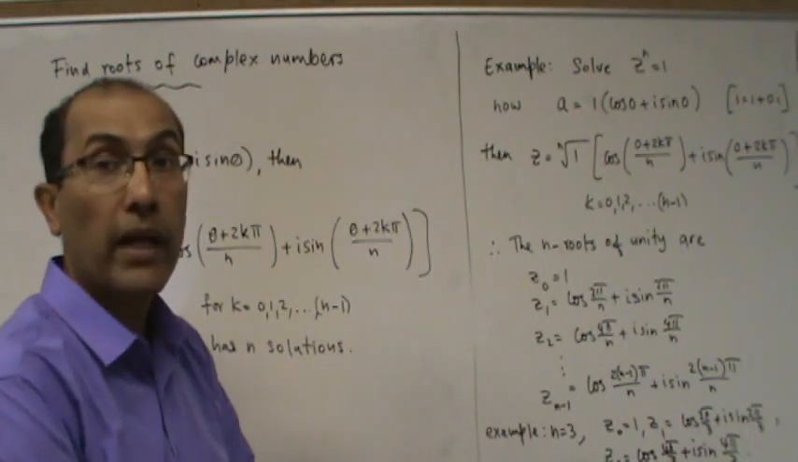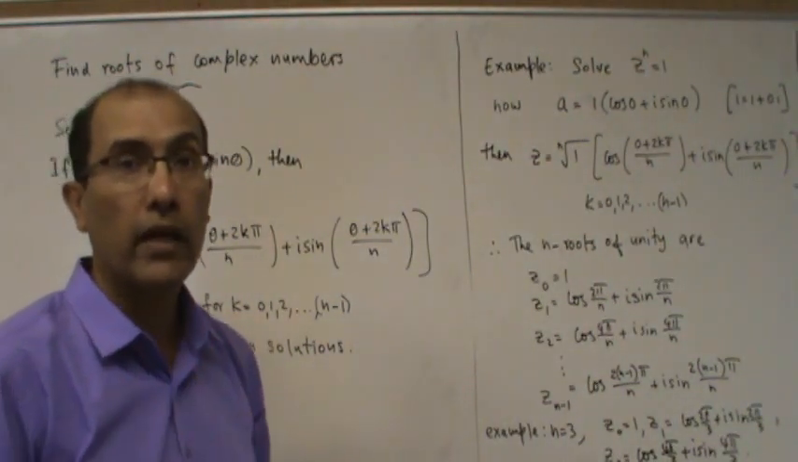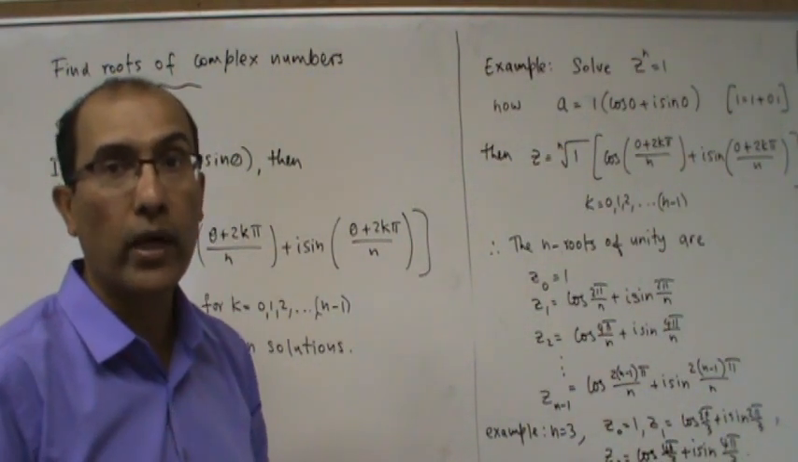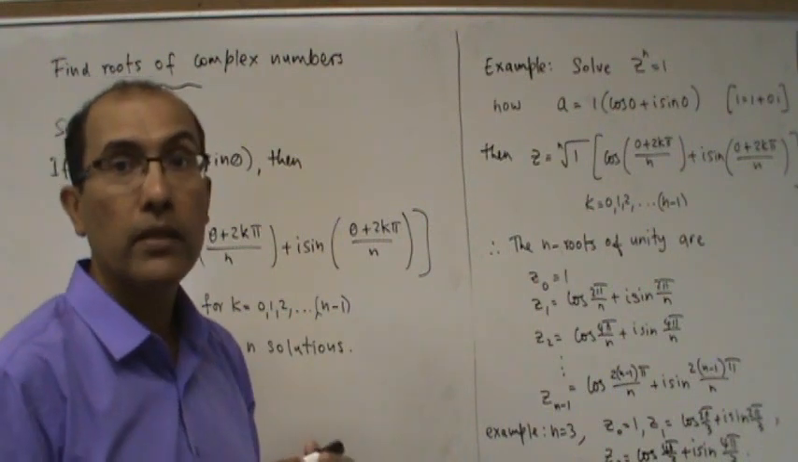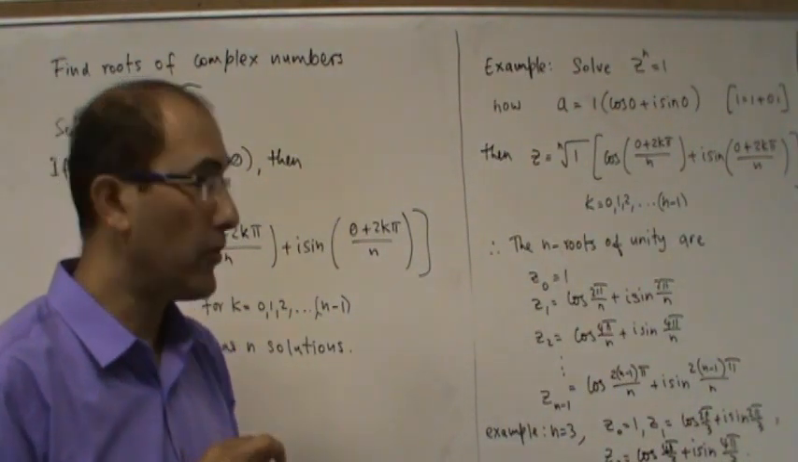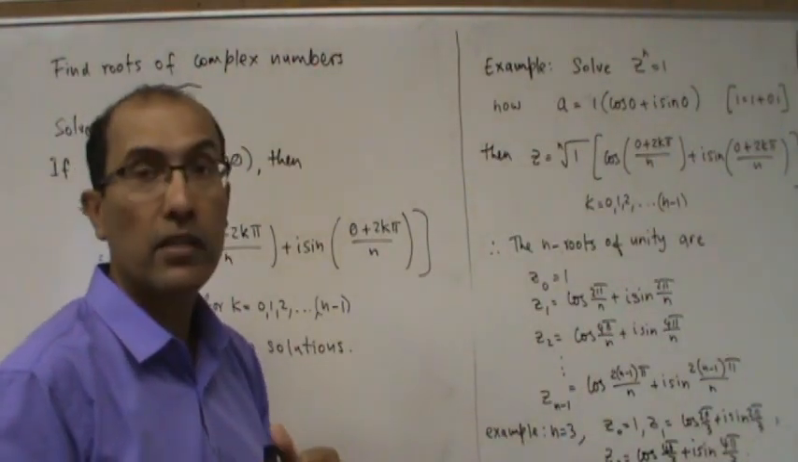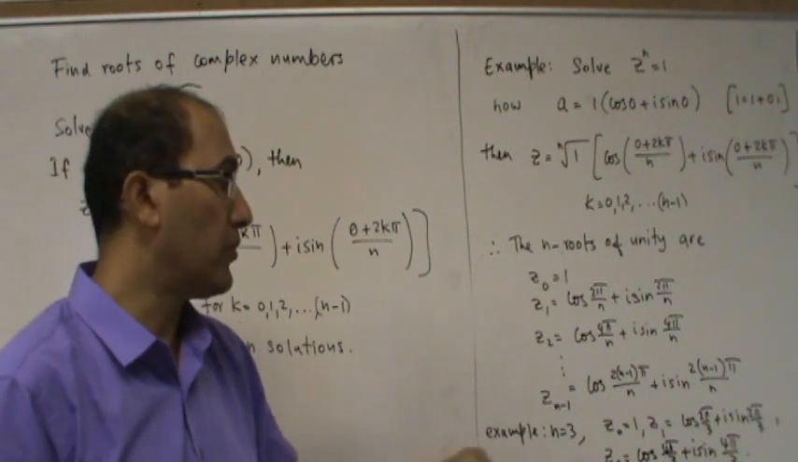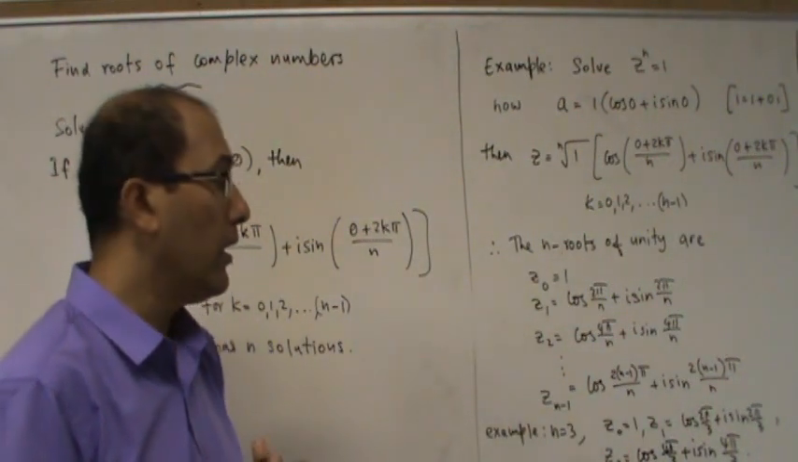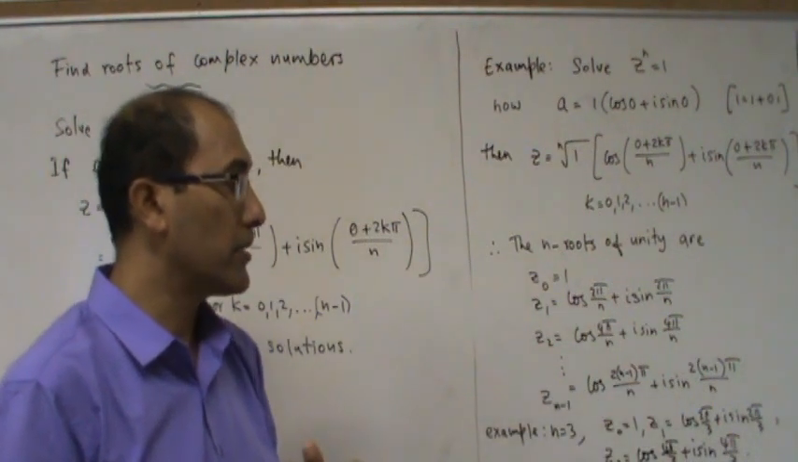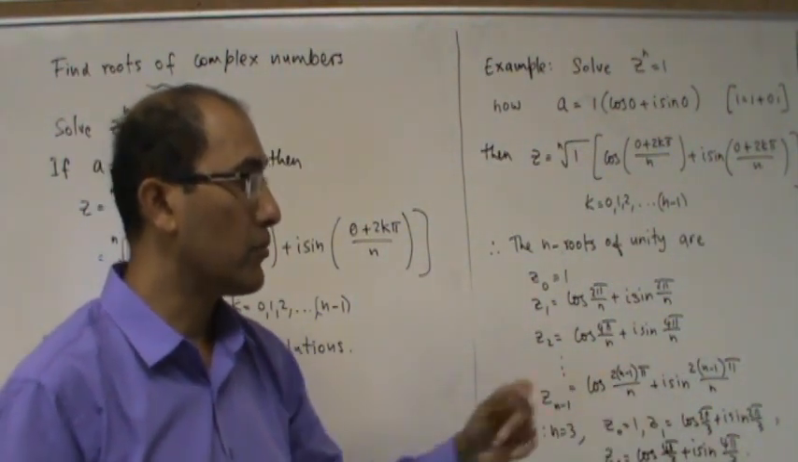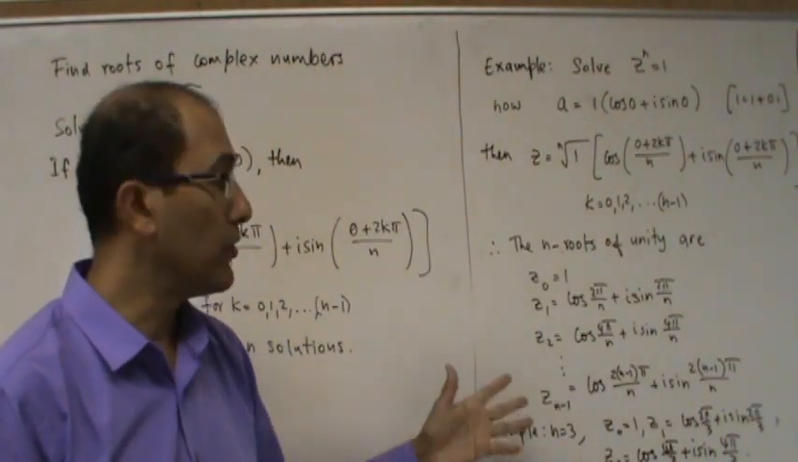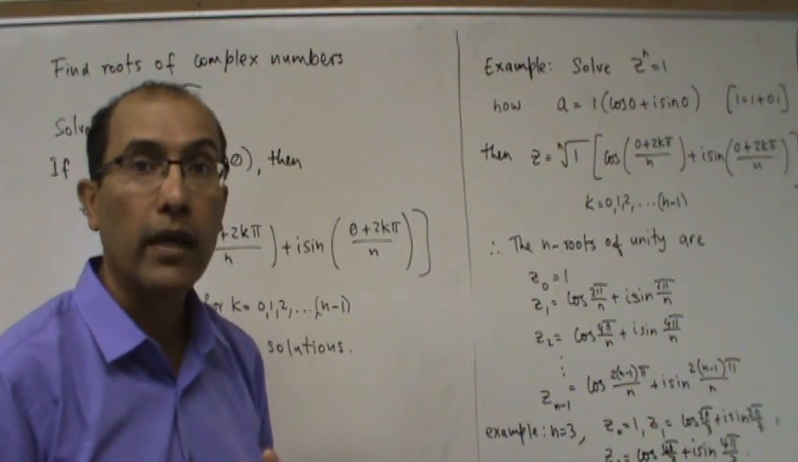For example, if my n is 3, so I'm solving the equation z cubed equals 1, I will get 3 solutions. Obviously 1 is one of the solutions, but there are 2 other solutions. There is one real number solution if you want to think of this as a real number as well. But there will also be 2 complex number solutions given by this formula, cos 2 pi by 3 plus i sin 2 pi by 3, and 4 pi by 3 for the other. So those are the 3 solutions to the equation.